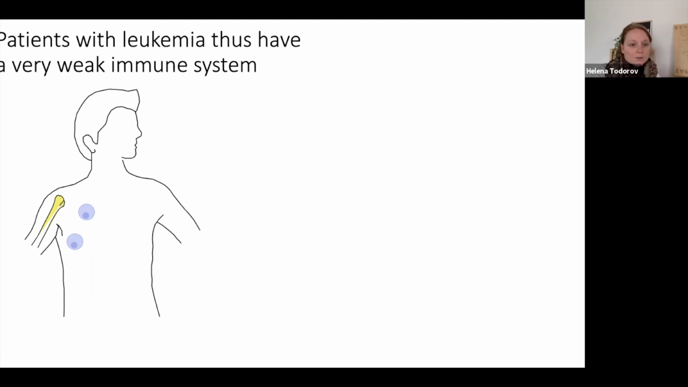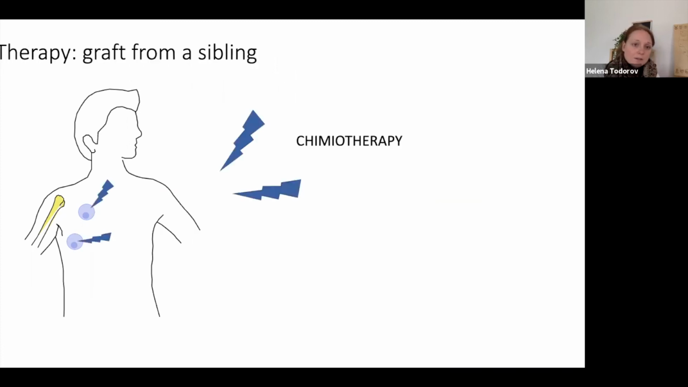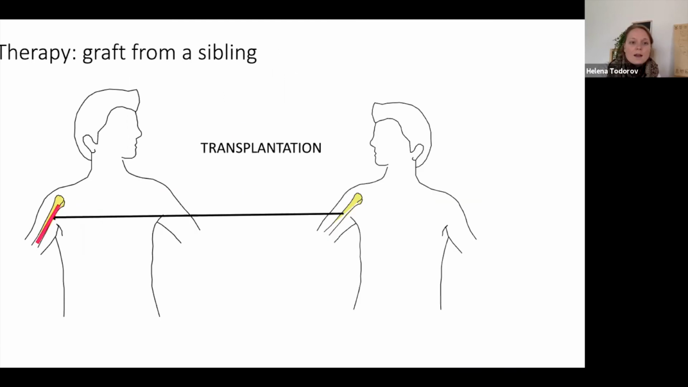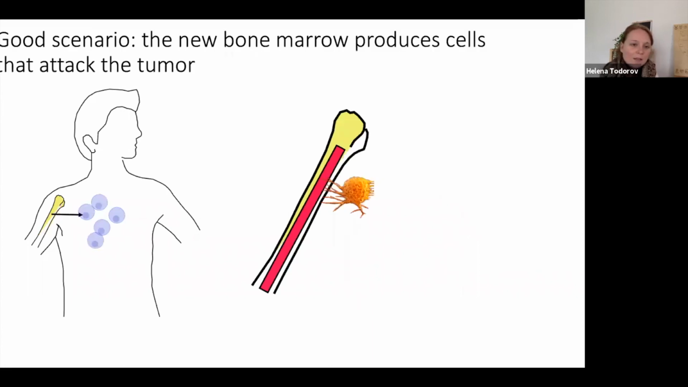A last resort solution consists in giving them a chemotherapy treatment, which will have the effect of removing their immune cells and then transplanting them the bone marrow of a healthy donor. If everything goes well, the new bone marrow will start producing cells that will be able to recognize the tumor and get rid of it.